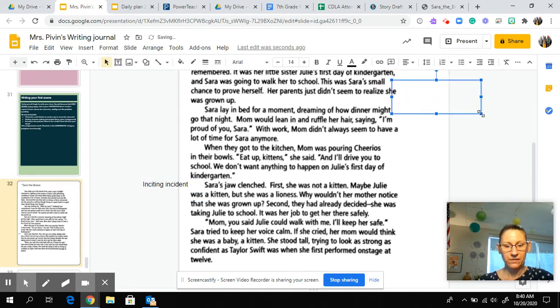Okay. Sarah wants to be seen as more grown. What gets in the way of that? Right here. Mom calls her a kitten and says that she's driving. She's been looking forward to this opportunity to prove herself, to walk her sister to school and show that she's a big kid.